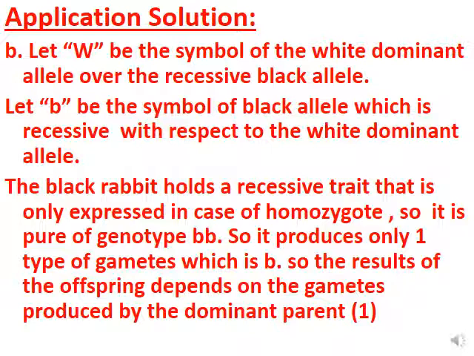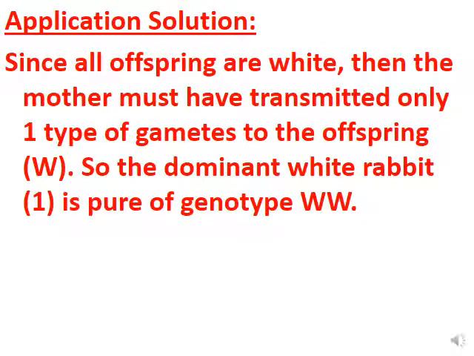Black holds the recessive trait, so black is only expressed in the case of homozygous. So the black rabbit, 100%, should be B small, B small. How many gametes does it give? It produces only one type of gamete, which is B, 100%. So the result of the offspring depends on the gametes produced by the dominant parents. So the dominant will determine this. All the offspring are white.